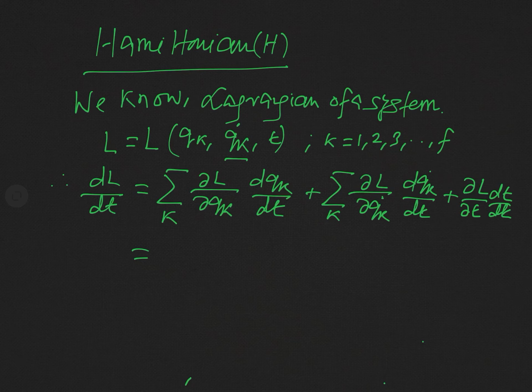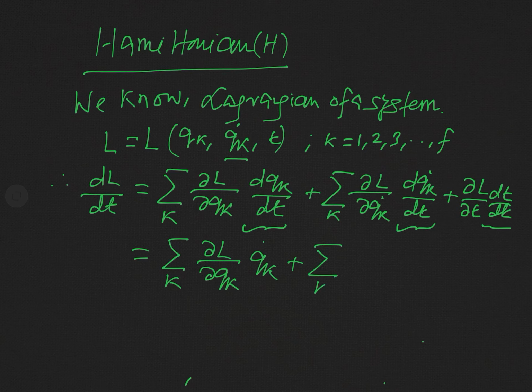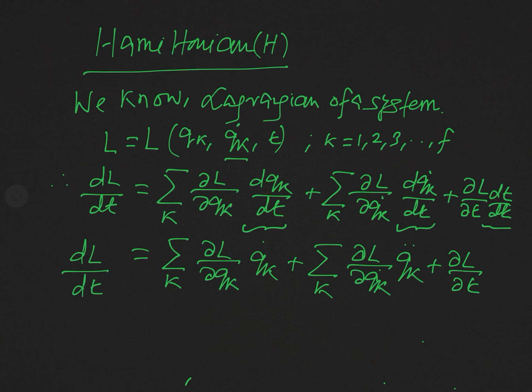And so what we can write this? See this, this will be actually Qk dot, this will be Qk double dot, because here we are differentiating Qk dot, and this dt will be 1. So we can simplify this result as summation over k del L by del Qk, this is Qk dot, plus summation over k del L by del Qk dot Qk double dot. And as dt is 1, the last term is simply del L by del t. So you see that we have calculated the value of dL by dt. Let us say this is equation 1.